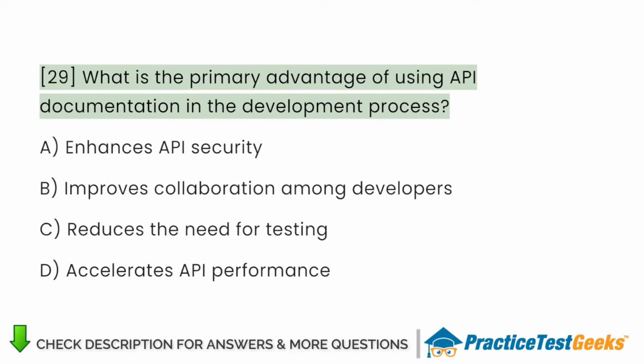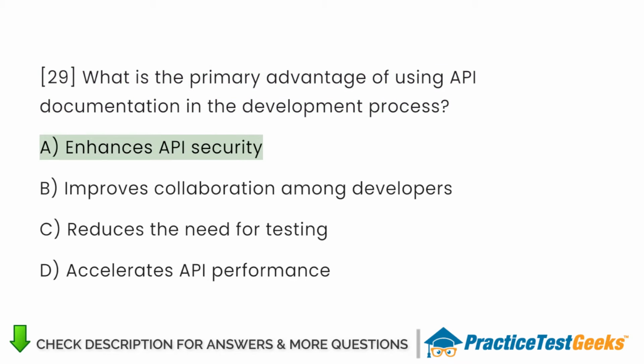What is the primary advantage of using API documentation in the development process? A. Enhances API security. B. Improves collaboration among developers. C. Reduces the need for testing. D. Accelerates API performance.